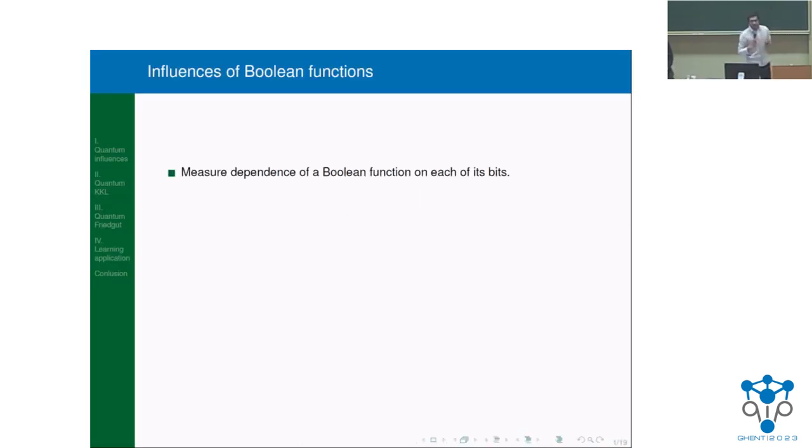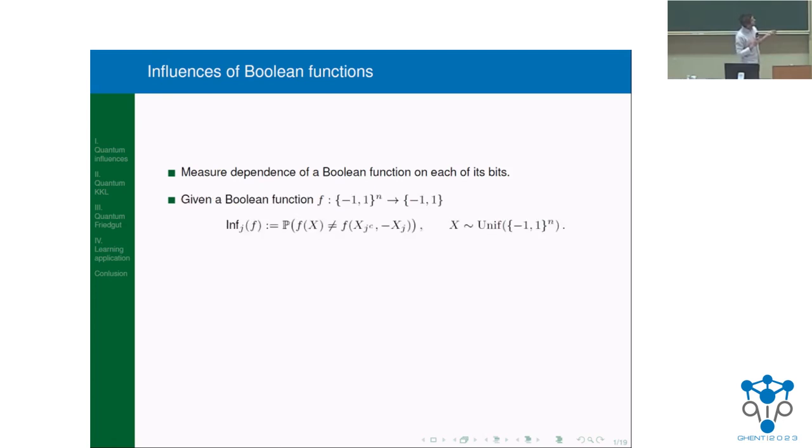So the main object of this talk will be a way to measure how a Boolean function depends on each of its bits. This is done with respect to the influence function. Given a Boolean function f on the Boolean cube of size n, the influence of bit j on the function f will be the probability that upon flipping the jth bit, the function will also change its value at the output, where the probability is taken with respect to input bit strings, which I will assume to be uniformly distributed here.